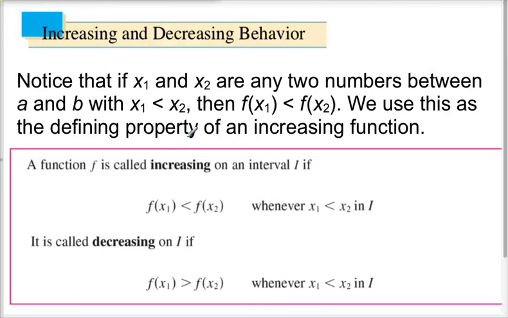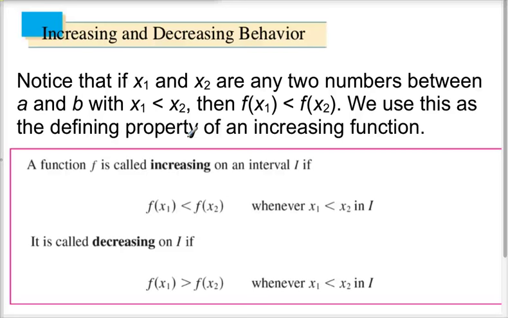So notice that x1 and x2 are any two numbers between a and b, and x1 is less than x2. Then f of x1 is less than f of x2, and we use this as the defining property of an increasing function. So a function f is called increasing on the interval I if f of x1 is less than f of x2 whenever x1 is less than x2.